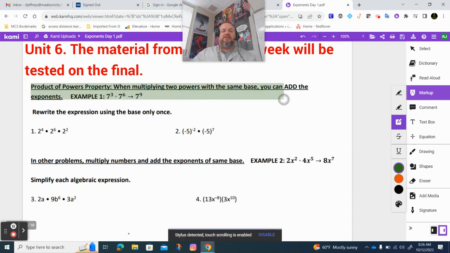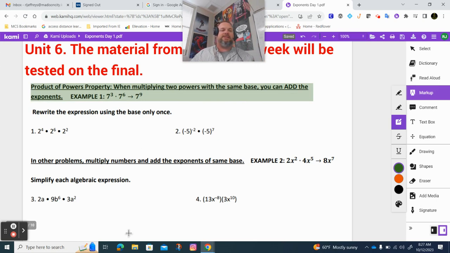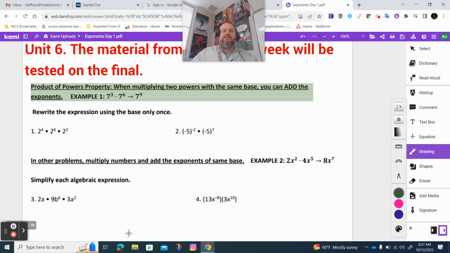The product of powers property. Basically, look, they have these fancy words. Basically, it's this: two powers, same base, add the exponents. For example, we have 7 to the third times 7 to the sixth. Well, what's 3 plus 6? 9. Okay. All right.